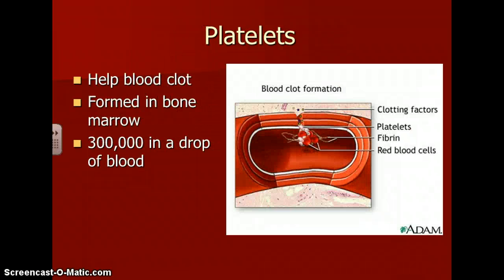We also have platelets that help to form blood clots. These are also created in the bone marrow. You have about 300,000 of them in a drop of blood. So these are what are responsible for helping to make scabs.